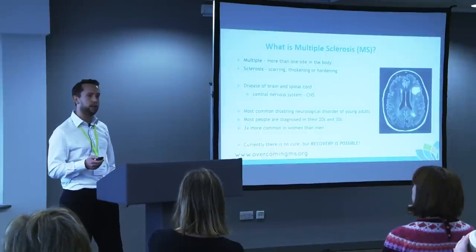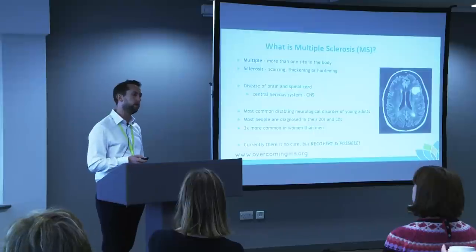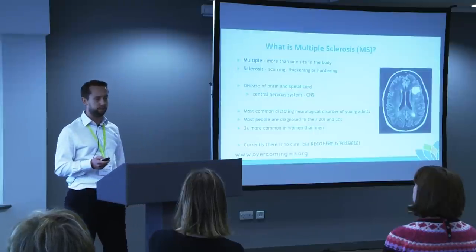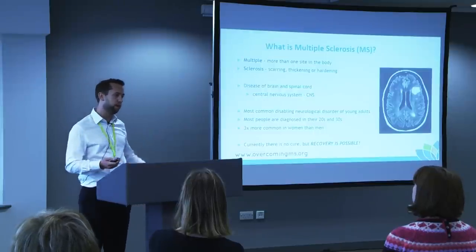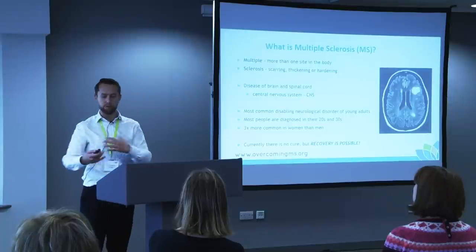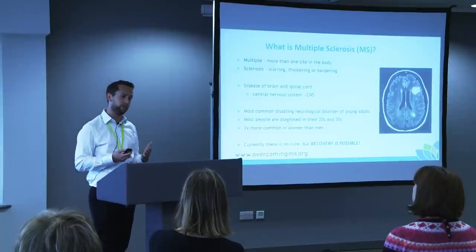It's a disease of the brain and the spinal cord. Those two things together constitute what we call the central nervous system. So brain and spinal cord is the central nervous system. From leaving the spinal cord down your arms, your legs, it's a peripheral nervous system, and that's not affected by multiple sclerosis.